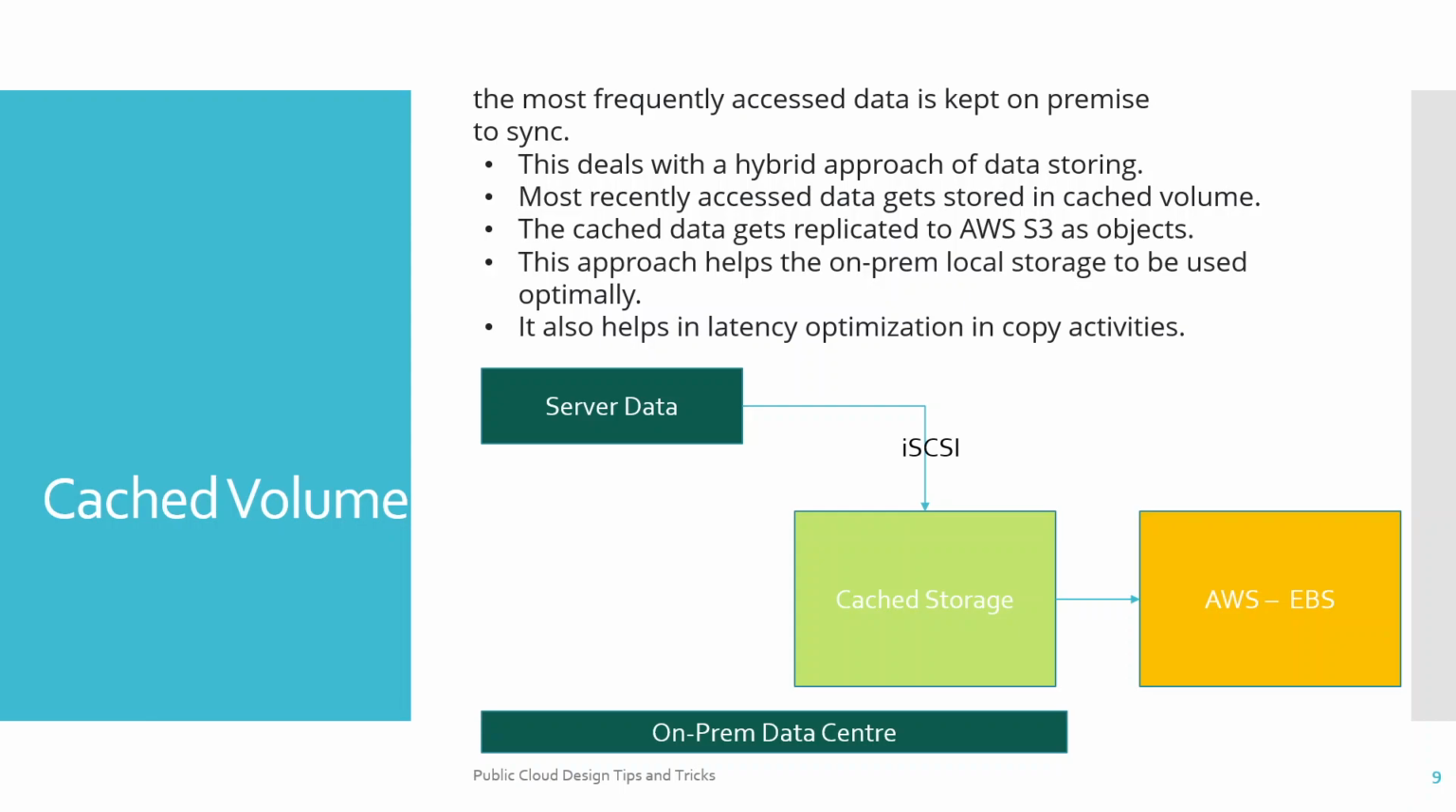This approach helps the on-prem local storage to be used optimally, instead of storing the entire set of data and then replicating it. It's only the frequently accessed data that gets transferred. So that is why the local storage is used optimally, and it also improves the latency while copying the data. It is the same as stored volume in this diagram, but in the gateway it is more of a cache data storage before it gets transferred into AWS. That is how it works.